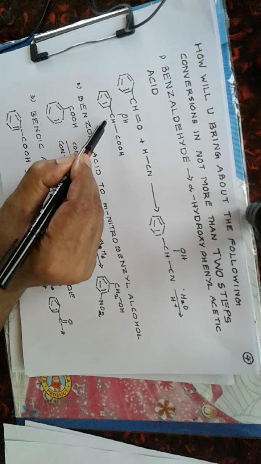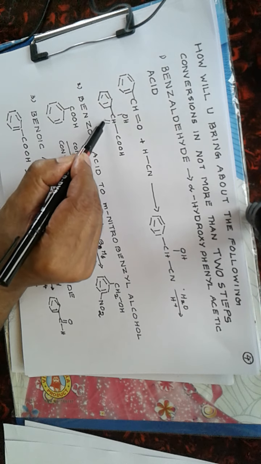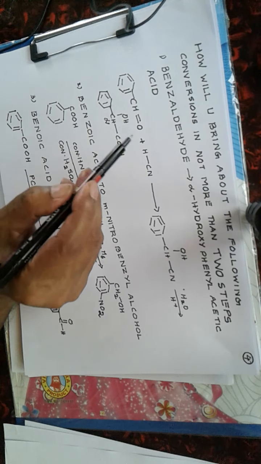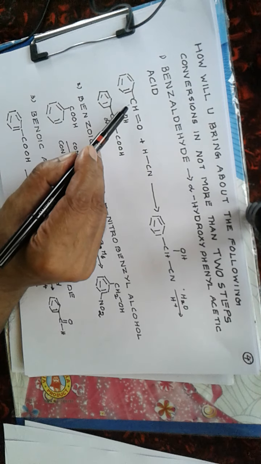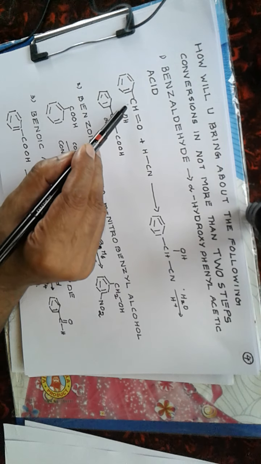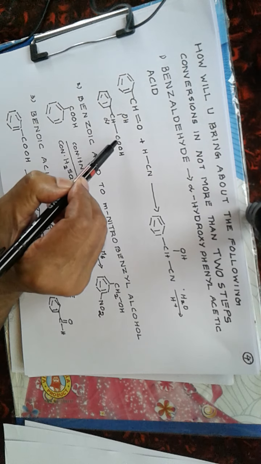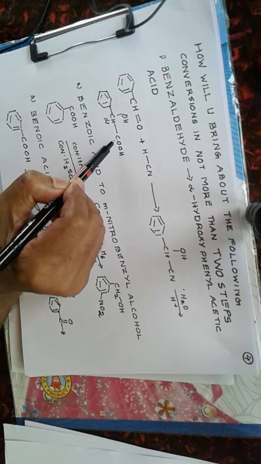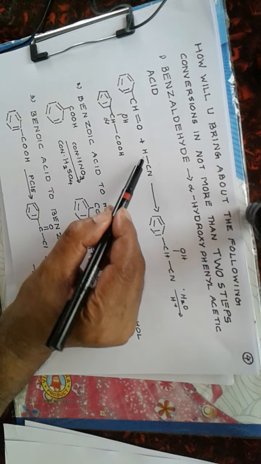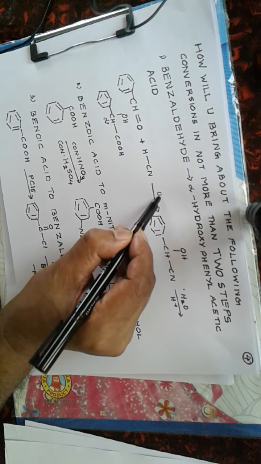Then this is alpha carbon, that is hydroxy group, and benzaldehyde contains only one carbon as the side chain, this one, and here we have to introduce one more carbon as COOH, and we know that a cyanide group on hydrolysis can provide COOH, so we try the addition of hydrogen cyanide in alkaline medium.